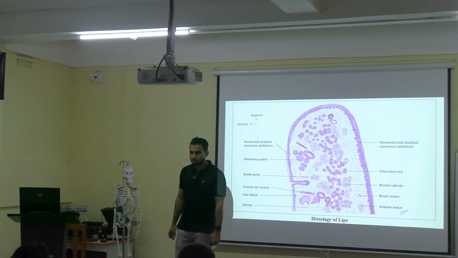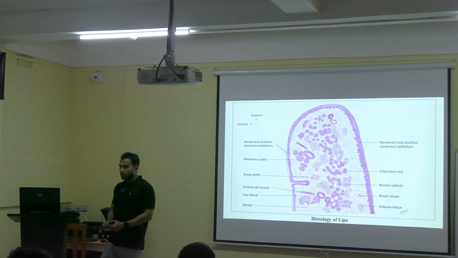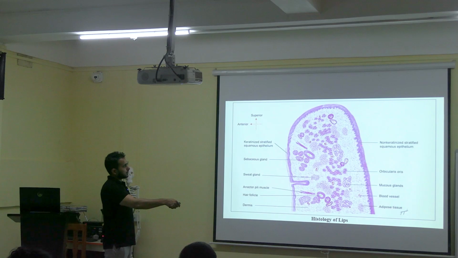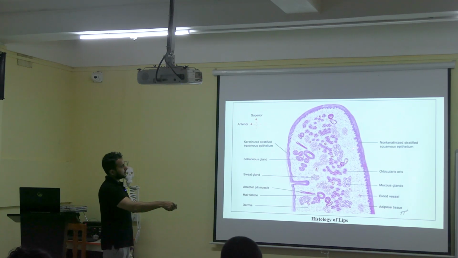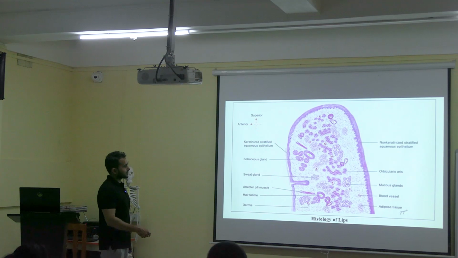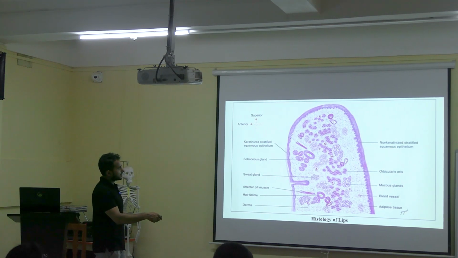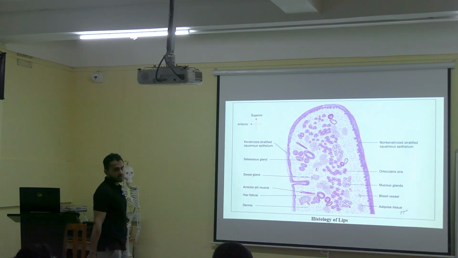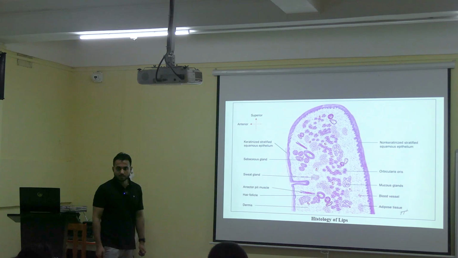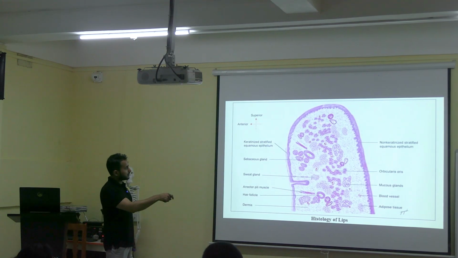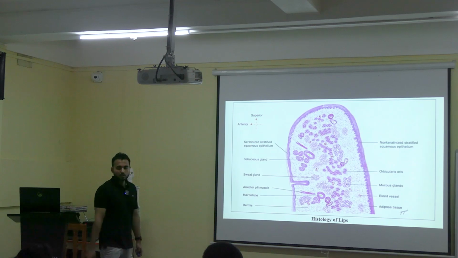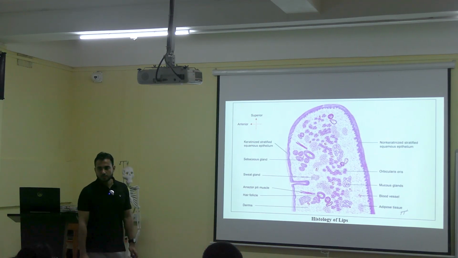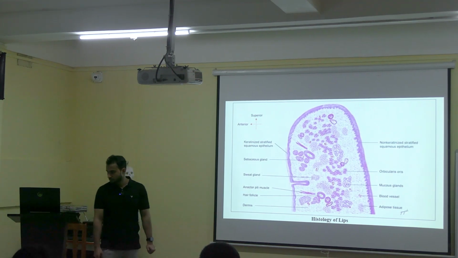Now deep to this lining epithelium, you can see the connective tissue layer which is present. Here blood vessels are there. On both sides, you can see the glands are present, sebaceous glands and serous glands. And the main substance of the lip, you can see, is made up of muscle, the orbicularis oris muscle.